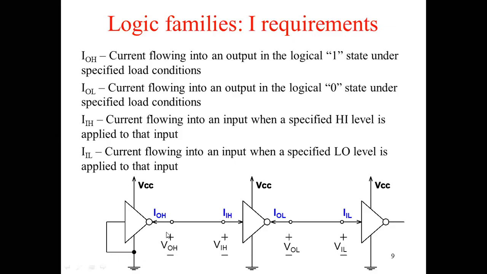So here are the same assumptions. Whenever the output is high, the current flowing is IOH. When the input is high, the current is IIH. When the output is low, the current is IOL. When the input is low, the current is IIL. So these are the current requirements for the logic families. We are just taking an overview of the terminologies on the basis of which logic gates are characterized.